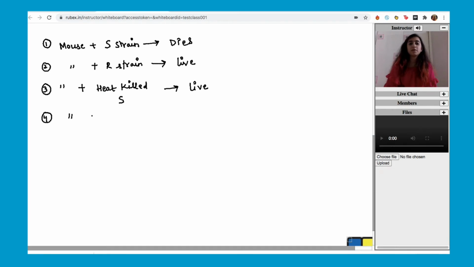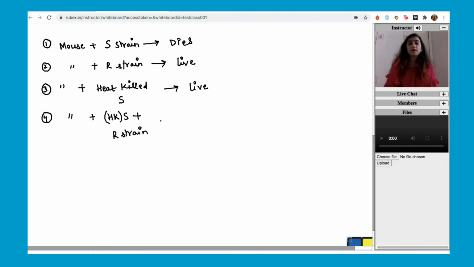Fourth part of his experiment revealed the true thing. In this part he took heat killed S strain, again heat killed S strain. I'll just mention this in the bracket. In addition to the heat killed S strain, he also took the R strain. He made a kind of mixture.